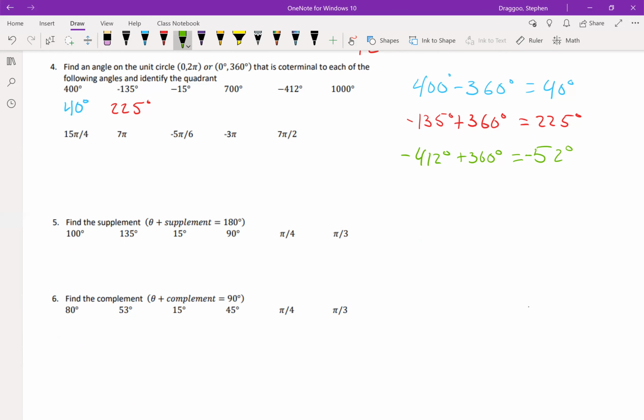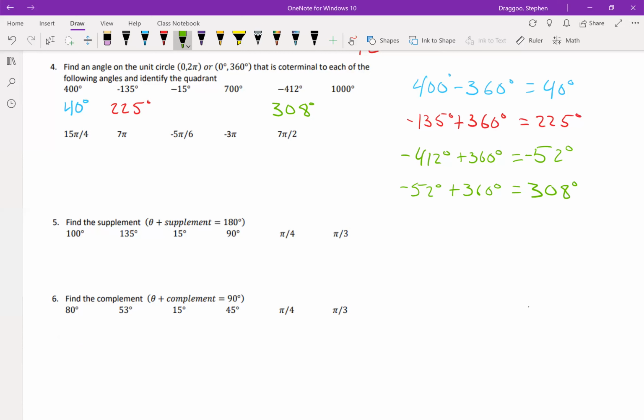So what I'm going to do is just add 360 again. So negative 52 plus 360, and we should get 308 degrees, meaning that the coterminal angle I'm looking for is 308. Let me fix that 8 so that it looks a little better.